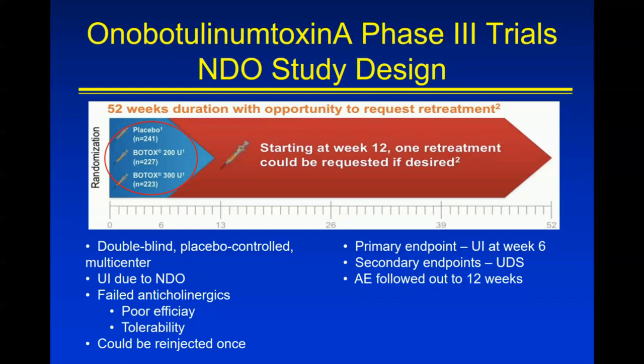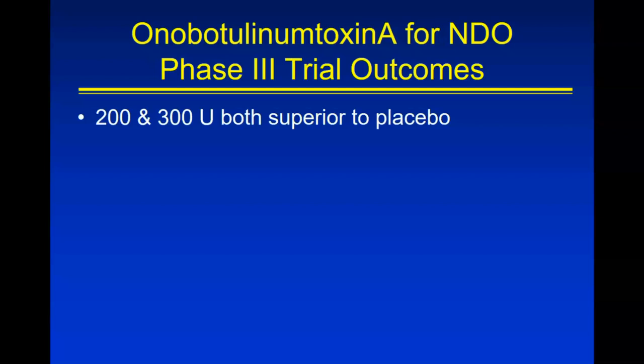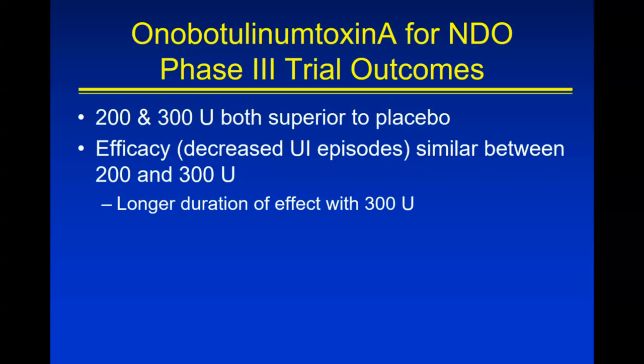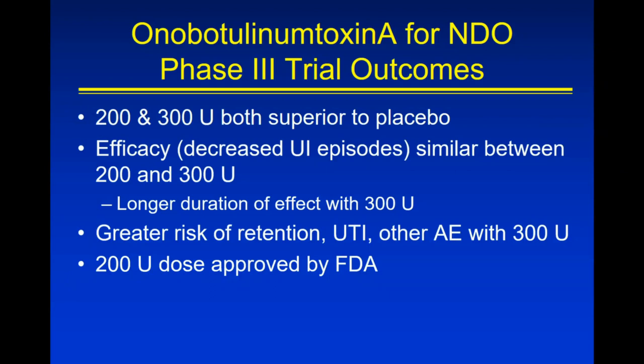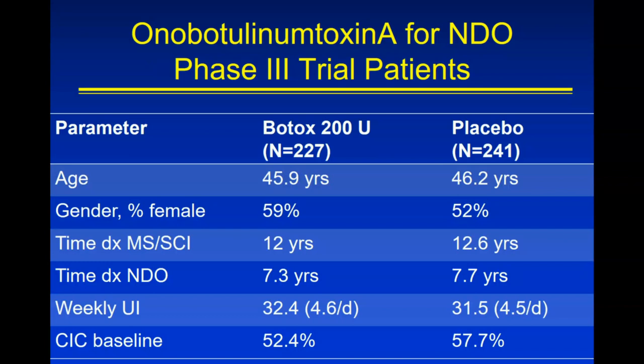So we looked at a placebo-controlled trial, placebo, 200 and 300 units, and found that both dosages were superior to placebo. They both worked well and had decreased urinary incontinence episodes, maybe a little bit of a longer duration of effect with 300 units, but there was greater risk of retention for those that weren't already catheterizing at baseline and other adverse events, and it turns out that 200 units appeared to be the optimal dose and what was approved by the FDA.